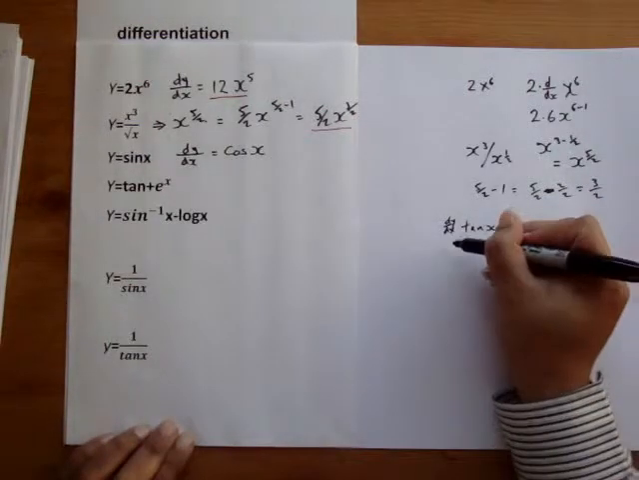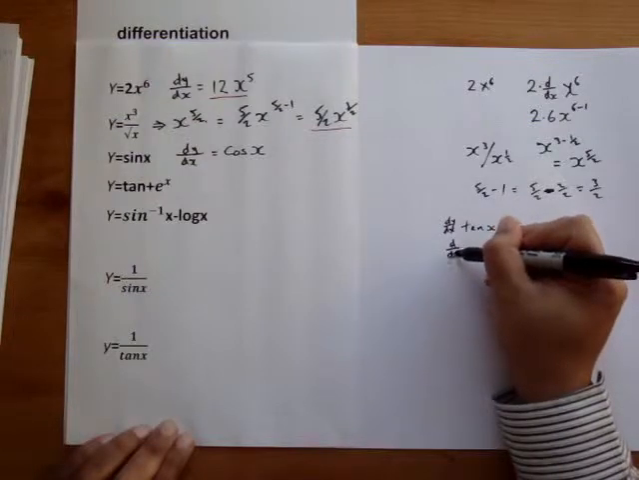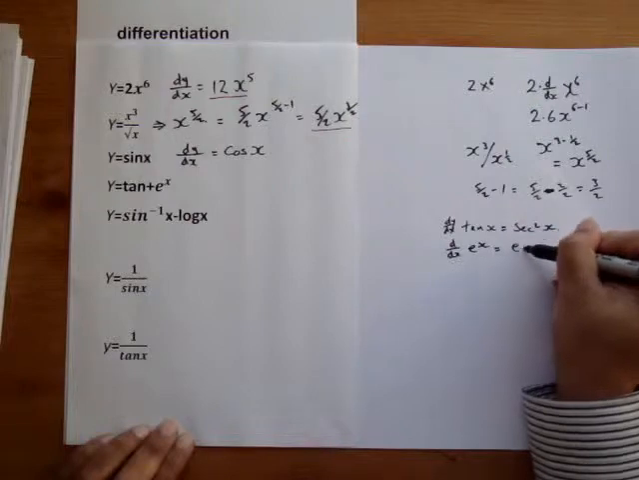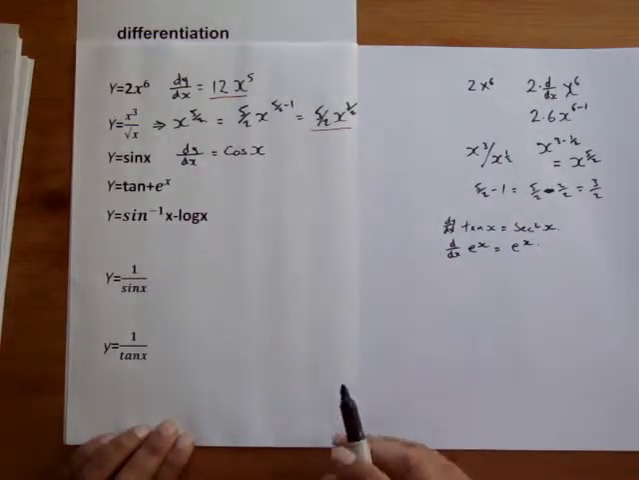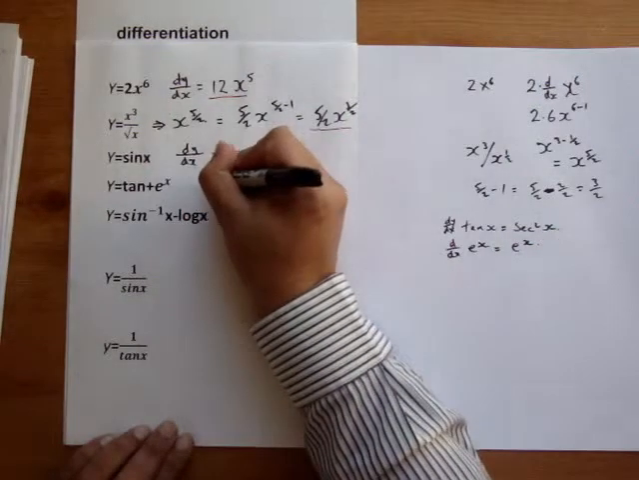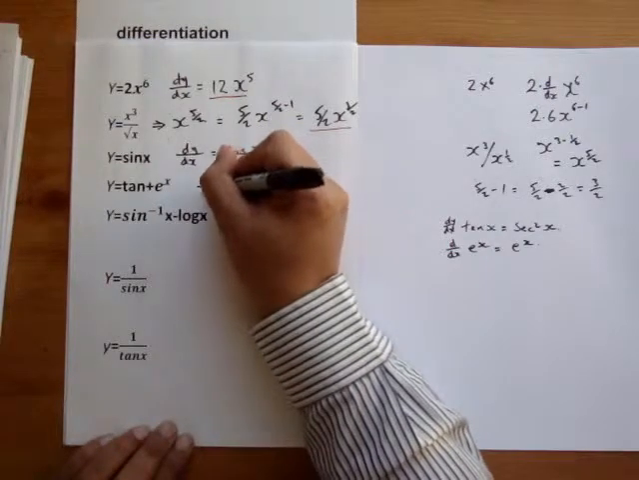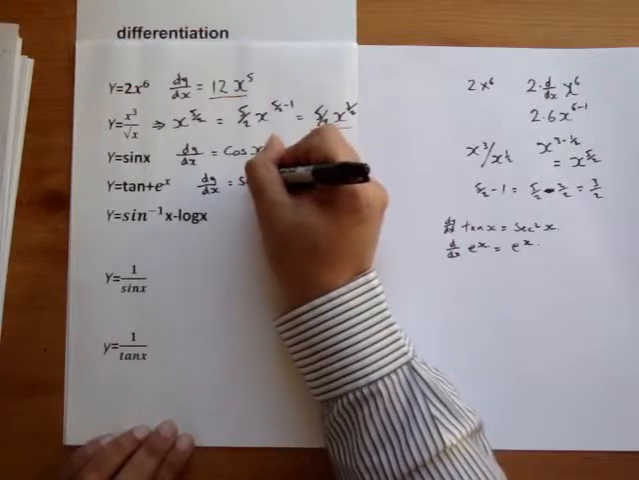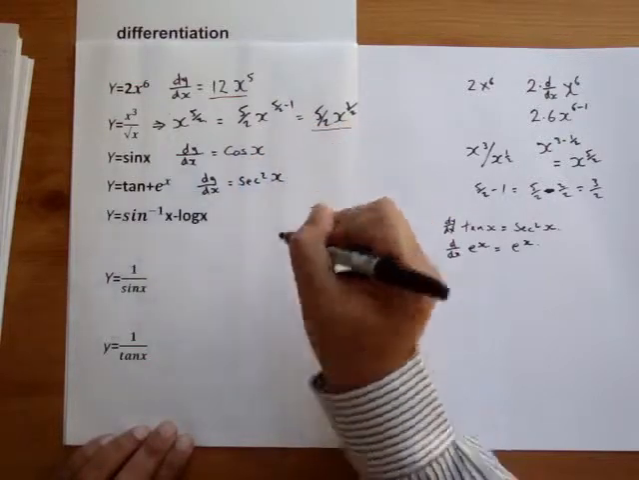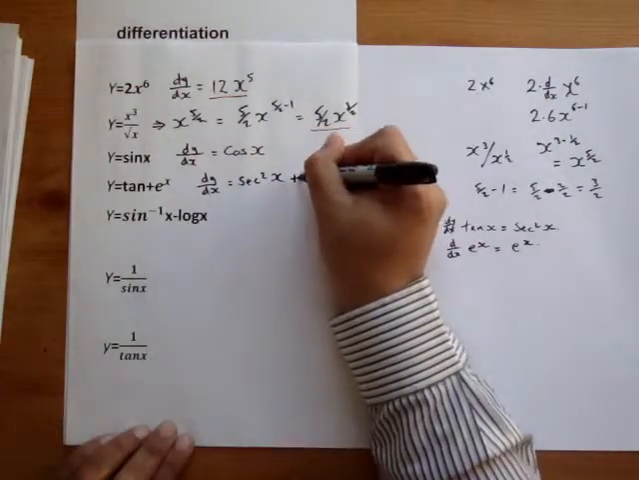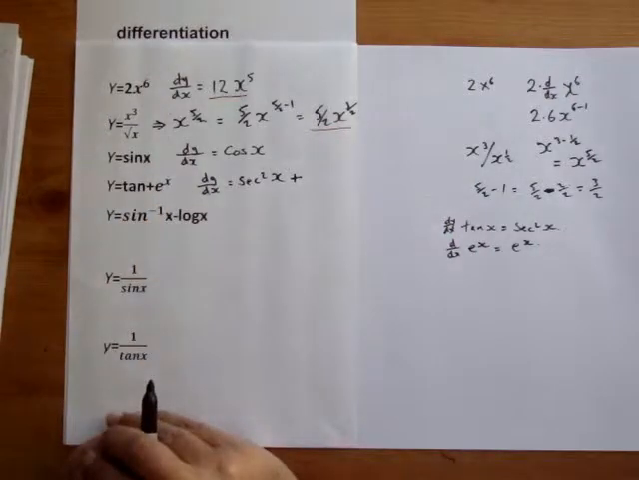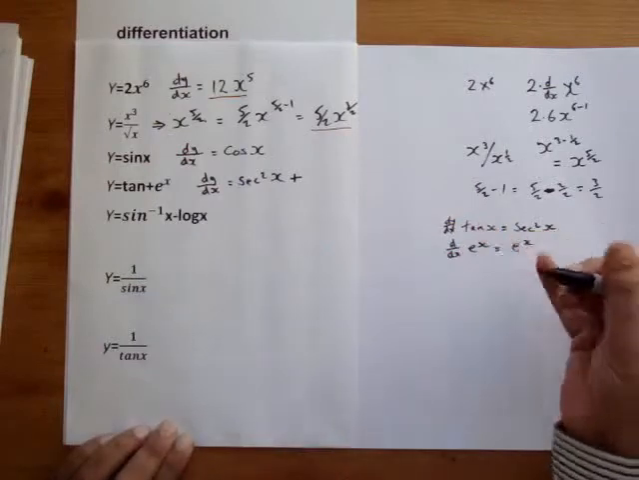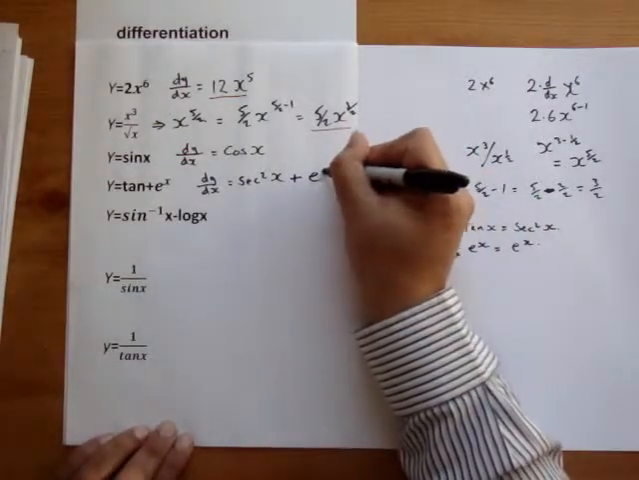And the derivative of e to the x is e to the x. So this dy by dx becomes sec squared x plus, keeping the same sign, and then differentiate the second function, which remains e to the x.